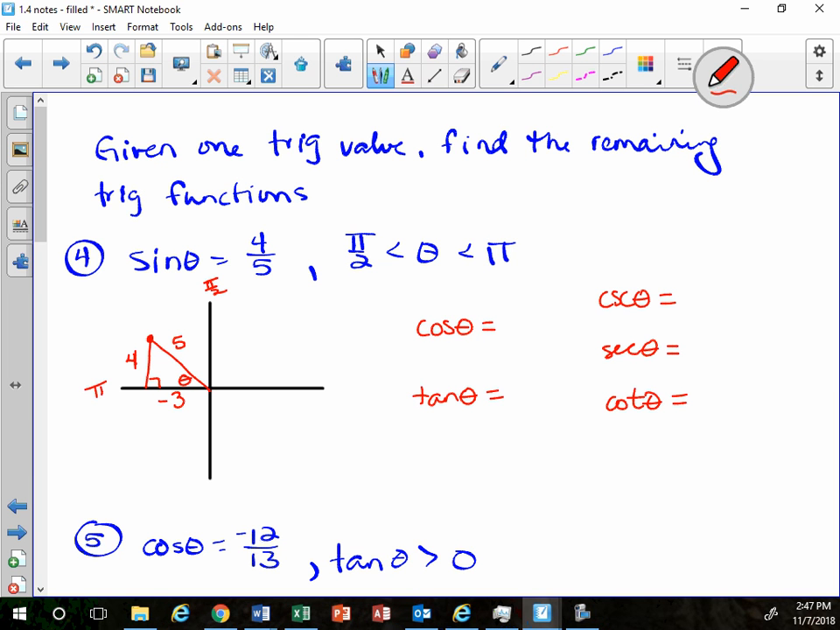Okay. So cosine, are we okay with -3/5? Tangent, -4/3. Cosecant, 5/4. Secant, -5/3. And cotangent, -3/4. Is it easy once you get the picture drawn? Yeah, it's just a matter of getting that triangle in the right spot labeled correctly.